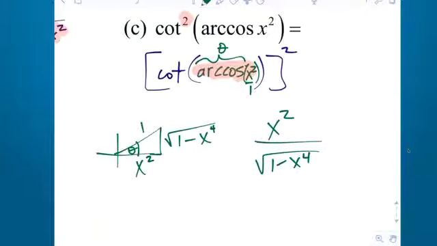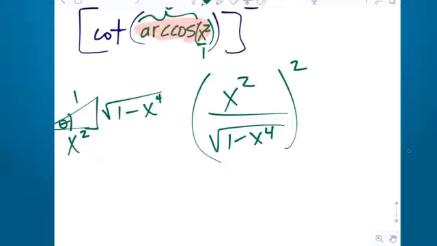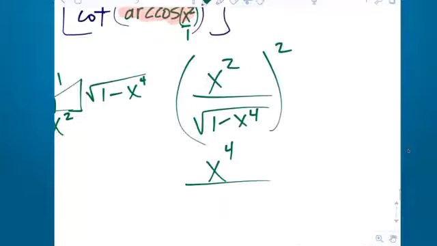Now I'm not done because what's the last thing I need to do? The whole thing is squared. And now I will square both the numerator and the denominator. So x squared squared is x to the 4th. And what happens to the denominator when I square the radical? I just get the radicand, and there's your answer.